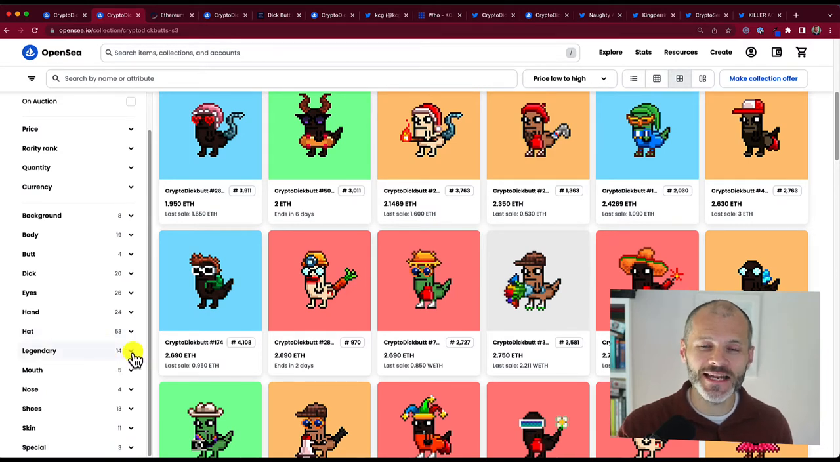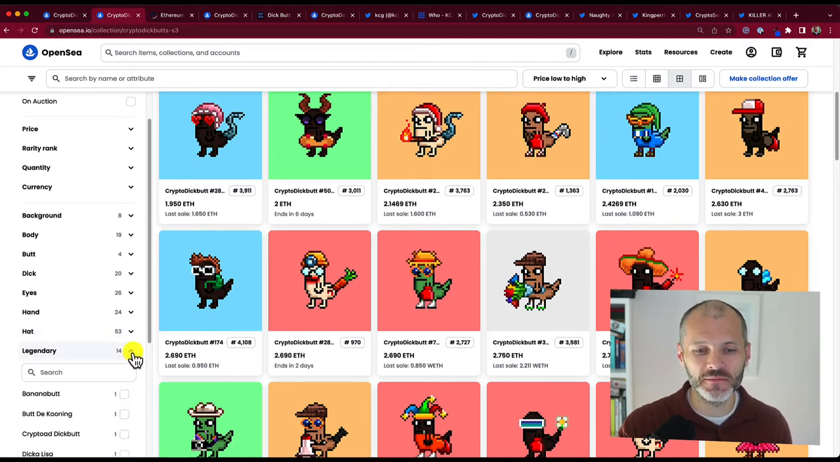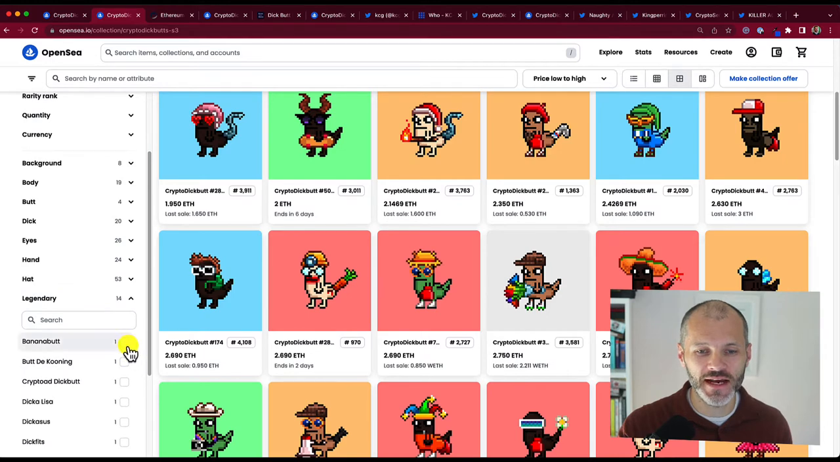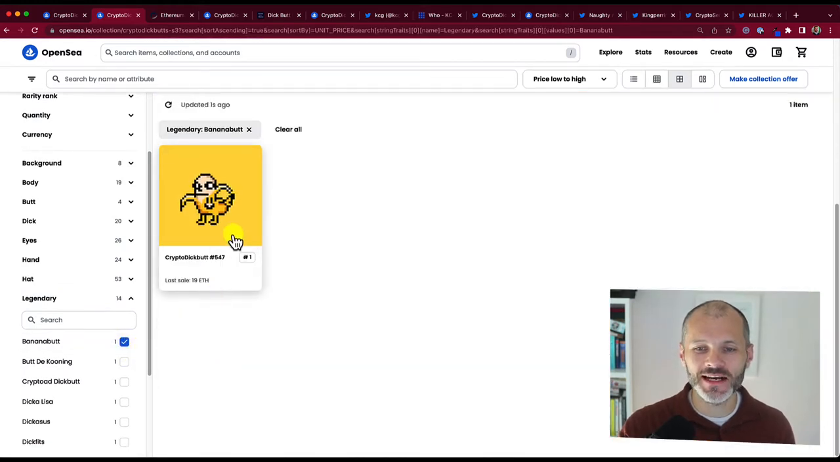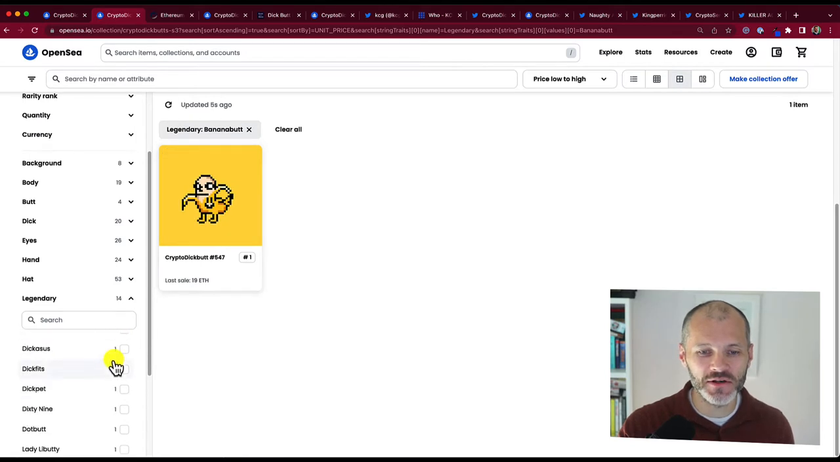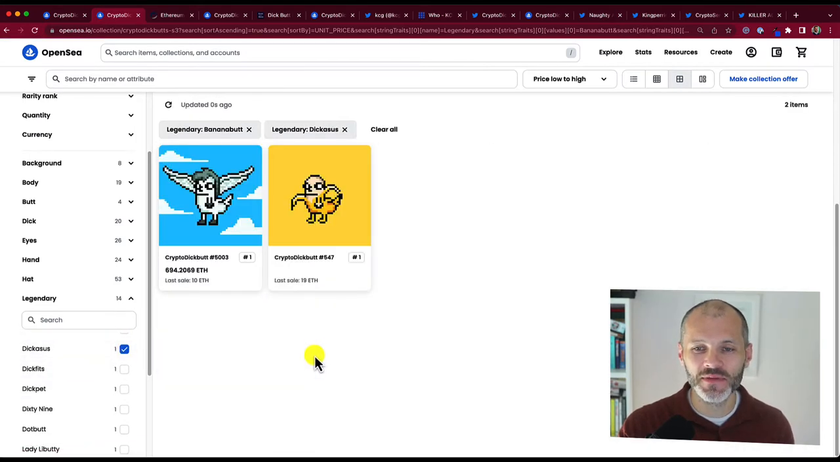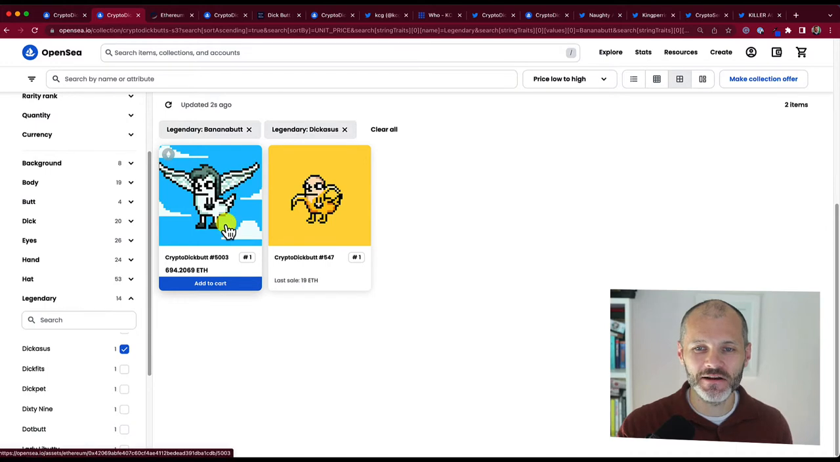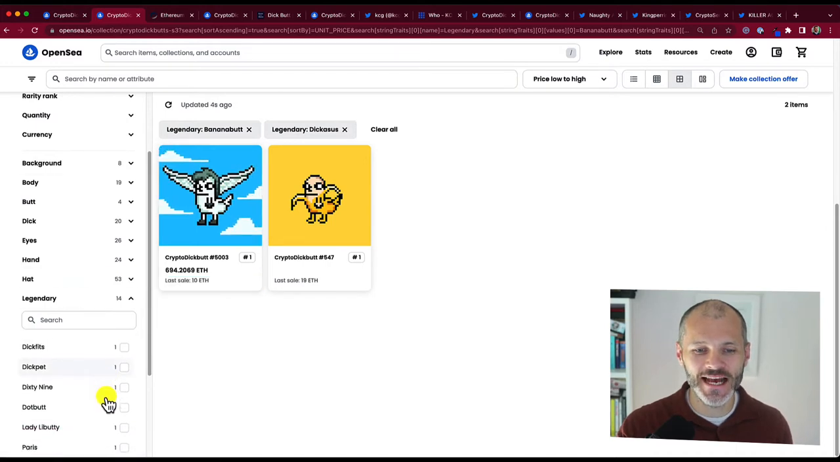So we're going to look at the legendary Crypto Dick Butts from Season 3, and I'll show you some of the ones that stood out. Banana Butt stood out because the last sale for this was 19 ETH during the summer. Another one that stood out when I was looking through this was Digasus. Hope I'm pronouncing that correctly. The last sale for this one was for 10 ETH.